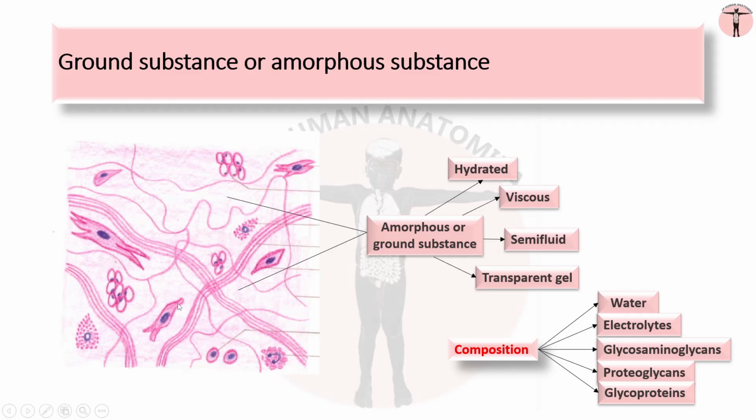In other words, cells and fibers of the connective tissue, as you see in this picture, are embedded in the ground substance, like that of ice cream embedded with fruits and nuts. Imagine ice cream as ground substance, fruits and nuts as cells and fibers.